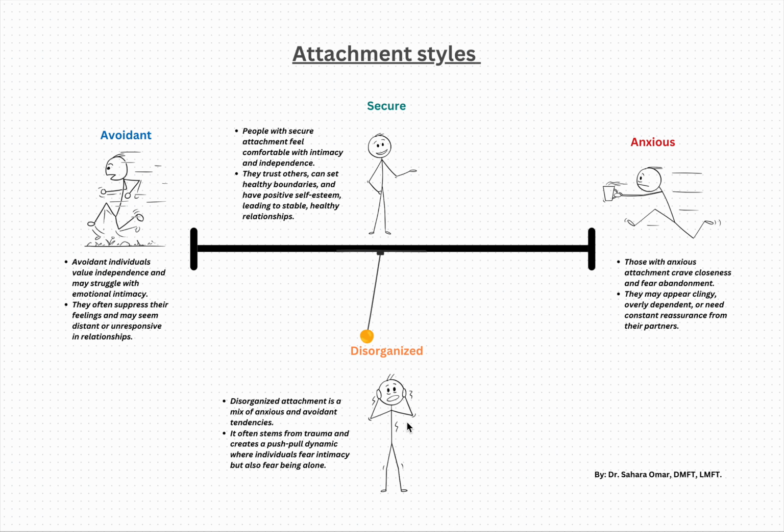Sometimes it comes from trauma. Most people who are disorganized had a lot of traumas that they grew up with. And it creates this push-pull dynamic with individuals who have this attachment style, right? They are afraid of intimacy, but they also don't want to be alone. So there's a little bit of push-pull. Sometimes they care, they text and they call, and other times they act like you don't exist, essentially, right? So that's the disorganized attachment.